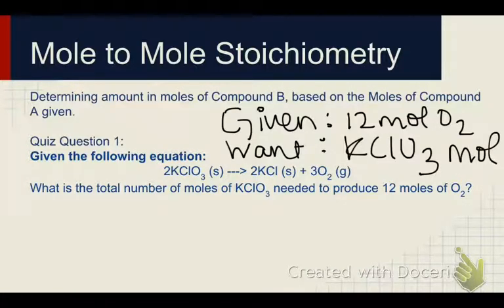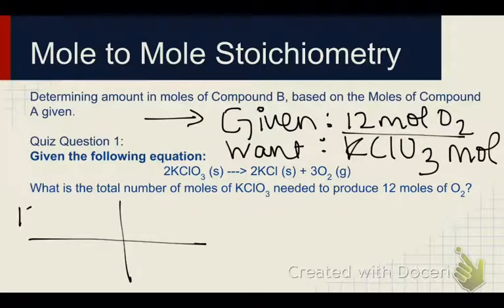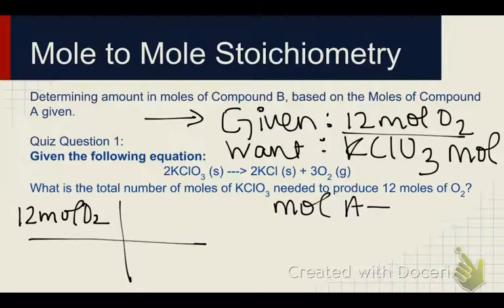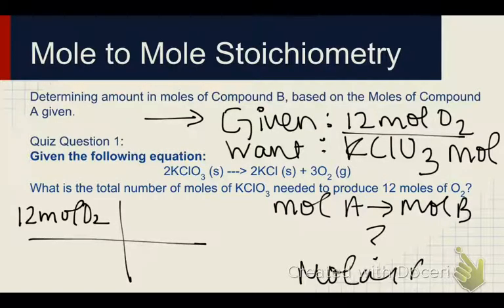Alright, so for space, I went ahead and moved my given and my want up here. So the first thing that we start with is, what's my given? So we wrote it down. That's 12 moles of O2. Now, if I'm going to go from moles of compound A to moles of B, what is it that I'm going to use? Yes, you guessed it, molar ratio. So between what 2 compounds am I going to find my molar ratio? Yes, it's going to be between KClO3 and O2.